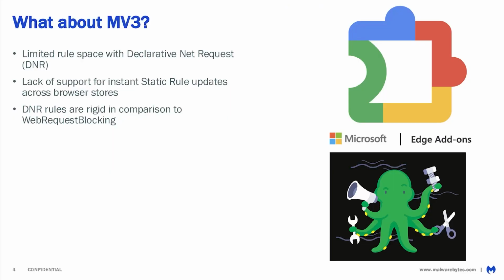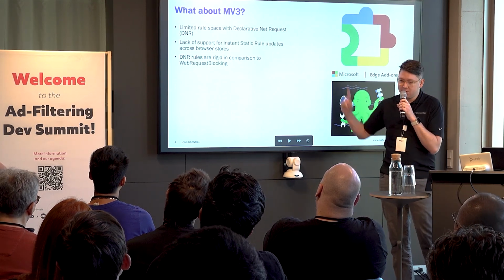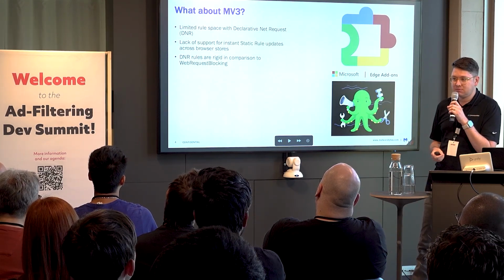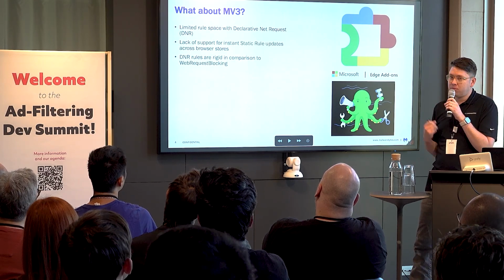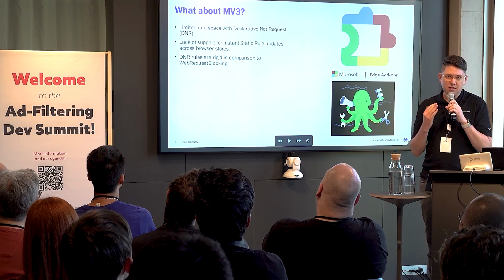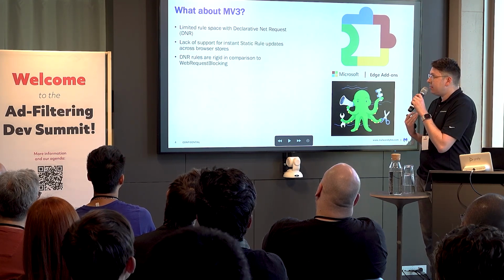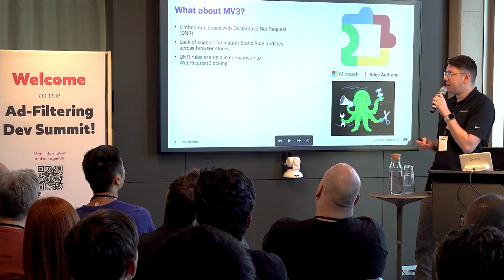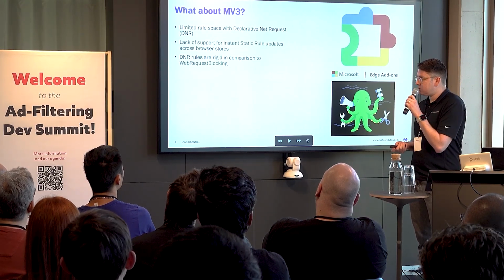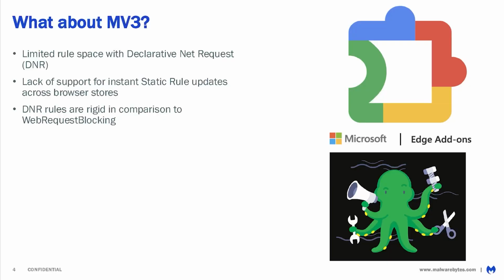So in MV3, we know we got limited rule space. One of the things we talked about internally was the instant static rule update feature that Chrome has, which is awesome. We thought, well, maybe we could help users by just saying, okay, we're just going to take the last 30 minutes or the last hour of rules and just publish those constantly. Maybe that's something we'll look into in the future, but right now we need more support across browser stores. And you guys are familiar with the rest of this.